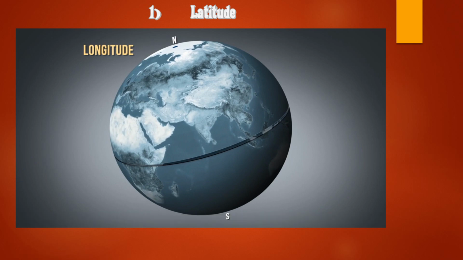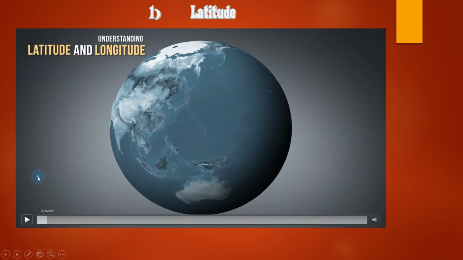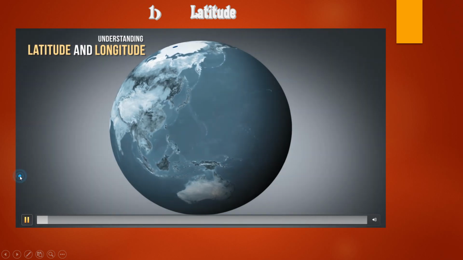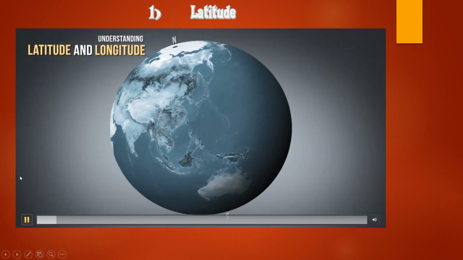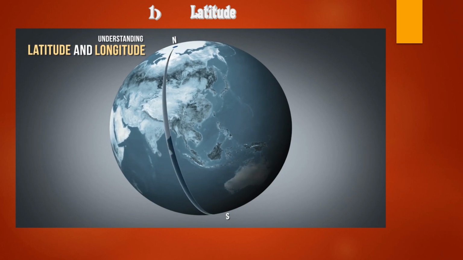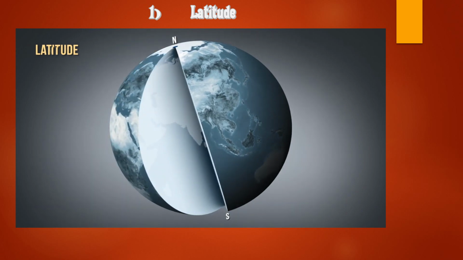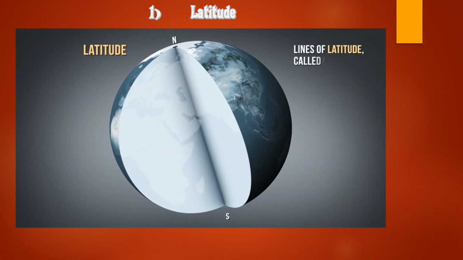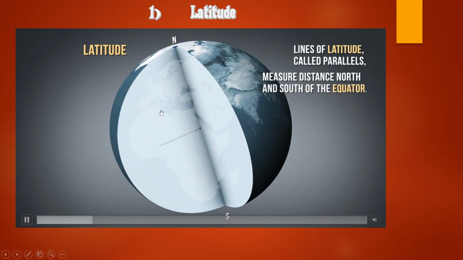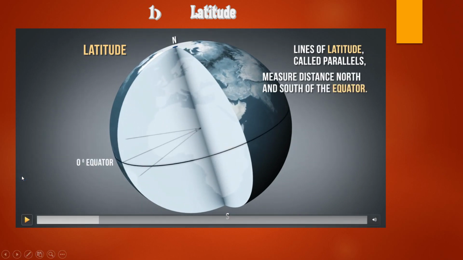So as we were talking about latitude, you will come to know that latitudes are imaginary lines drawn on the earth, and horizontally they are drawn. So here you can see the cut section of the earth, and in the middle here you can see this is the equator, which is exactly in the middle of the earth.